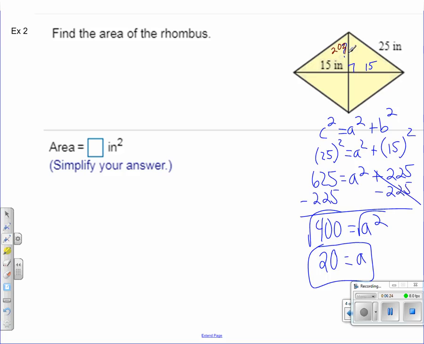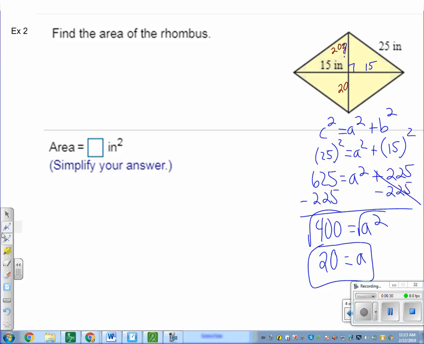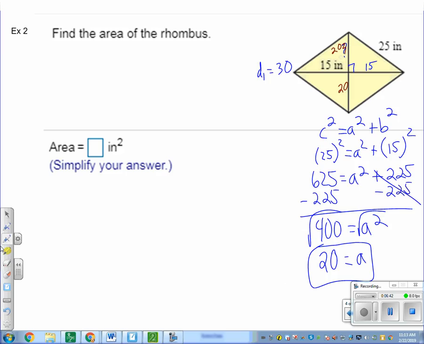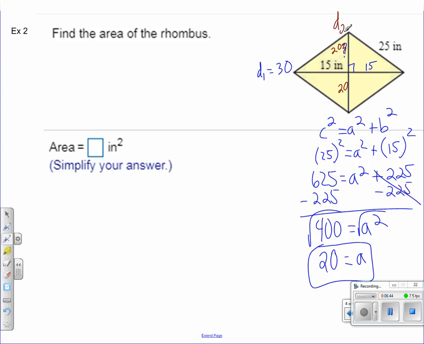And if that piece of the diagonal is 20, so is this. And now I have all the information that I need. I have the length of my two diagonals. One diagonal, we'll call it D1, is how much? What's the entire length? 30, right? 15 plus 15. My other diagonal, we'll call it D2, is 20 plus 20, or if you like, 20 times 2, and that's 40, right?